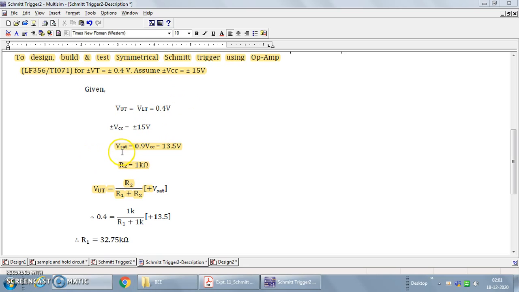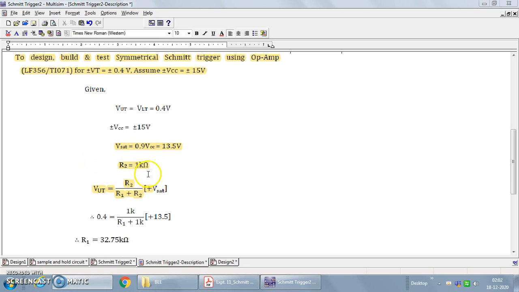Then we set the Vsat value equal to 0.9 of the maximum value of VCC. Here we'll be choosing VCC as plus or minus 15 volts, plus VCC and minus VEE being plus and minus 15. With respect to this, if we set Vsat to 90% of the VCC value, its value becomes 13.5 volts. So our circuit should be stable with a maximum value of plus or minus 13.5 volts.